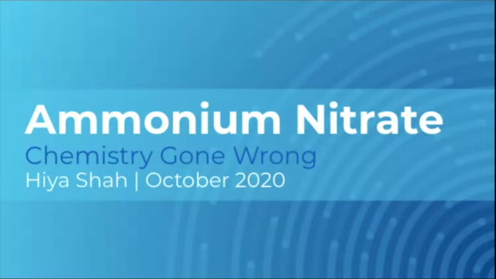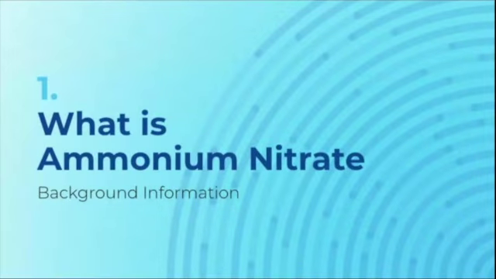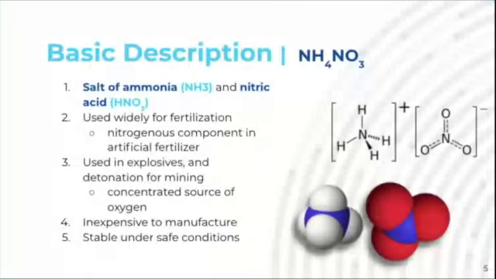Today, let's take a closer look at how ammonium nitrate affects us when its reaction goes wrong. To start off, what is ammonium nitrate? Ammonium nitrate has a chemical formula NH4NO3. It is a salt of ammonia and nitric acid.